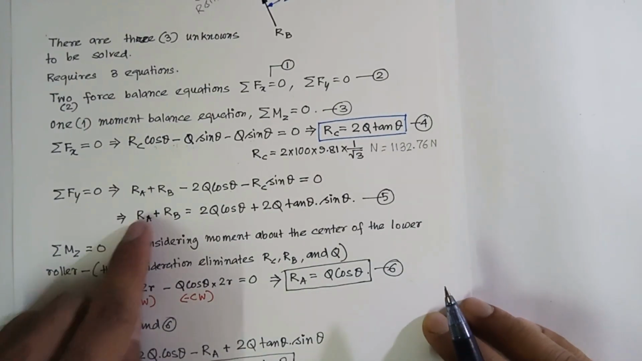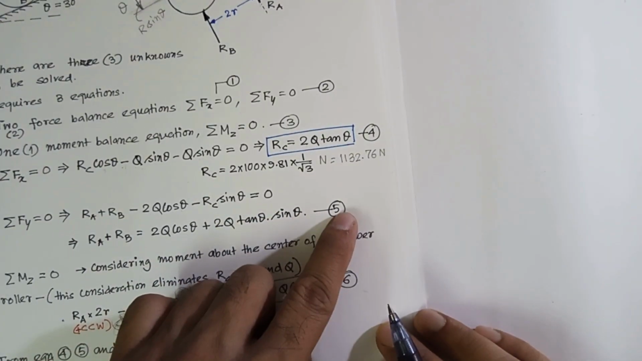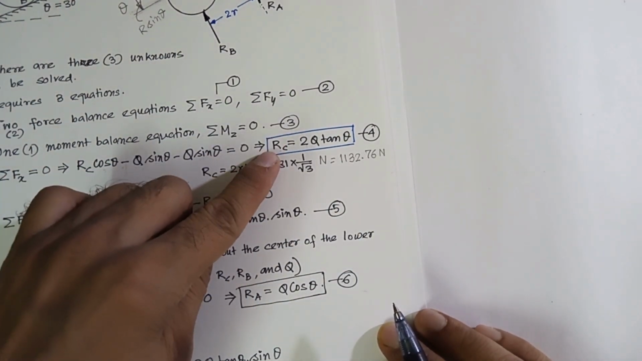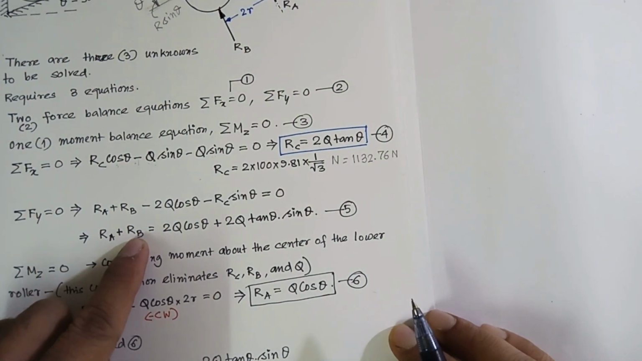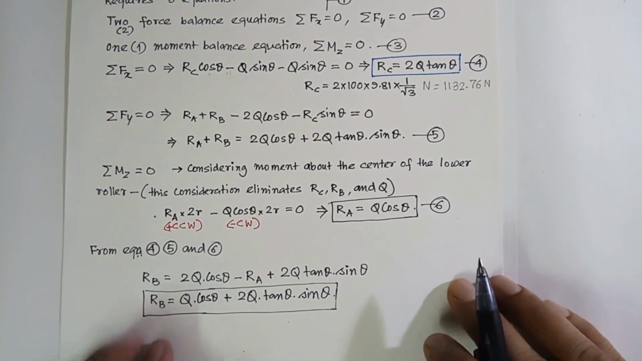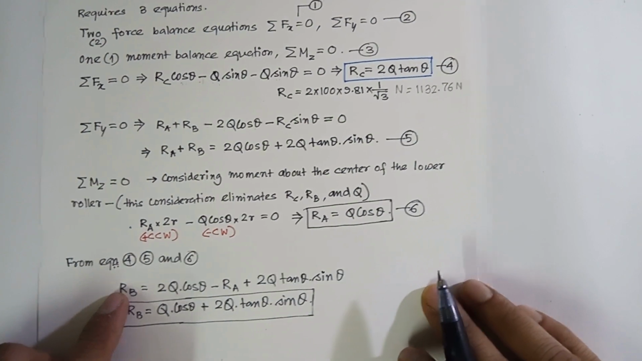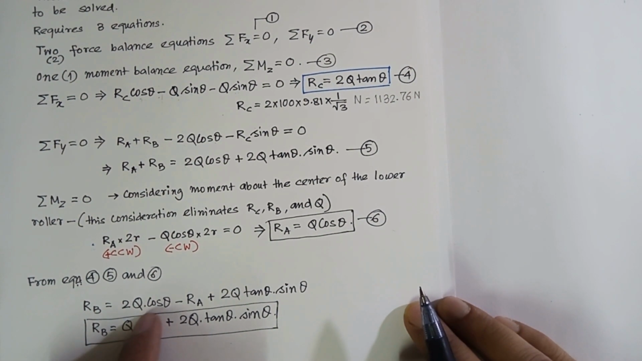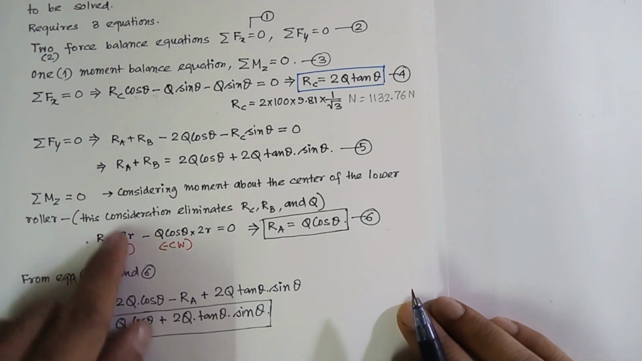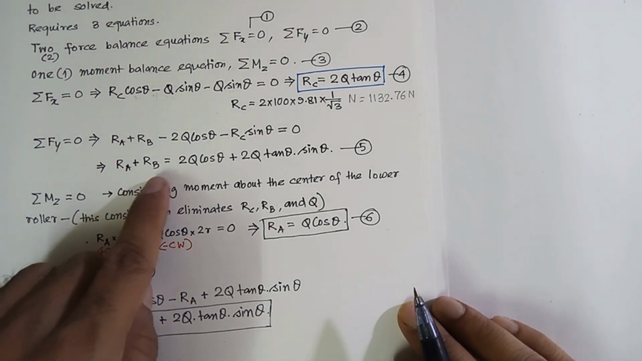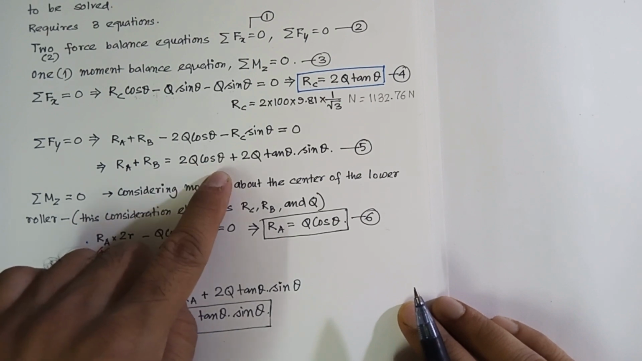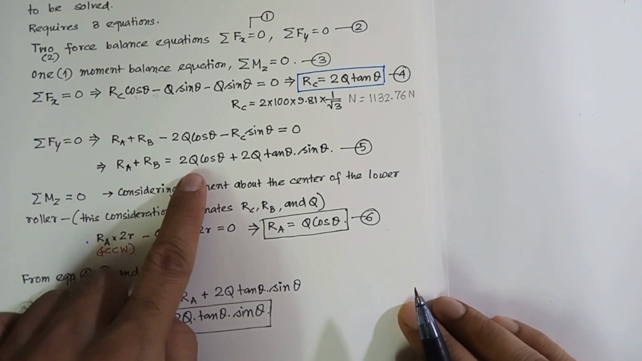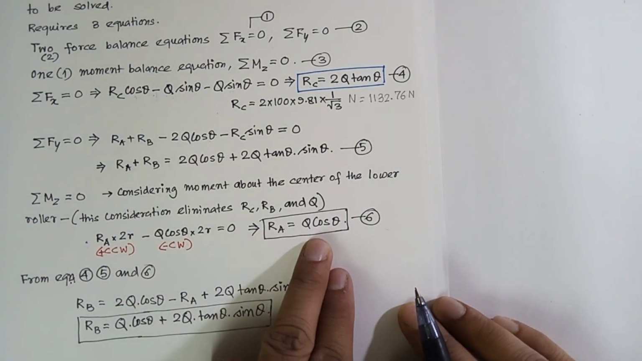Therefore from this equation, that is equation 5, if we put RA and RC, then we can solve for RB. Therefore we have put it here. RB can be determined to be this one. So RB is equal to 2Q cos theta plus 2Q tan theta sin theta minus RA. What is RA? RA is equal to Q cos theta.